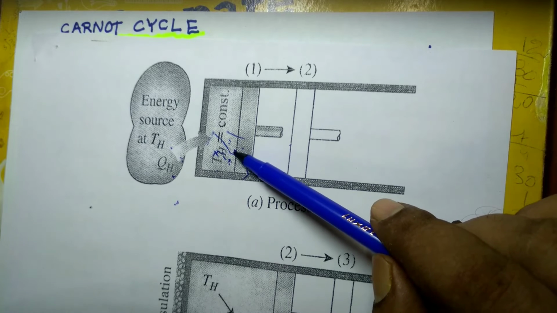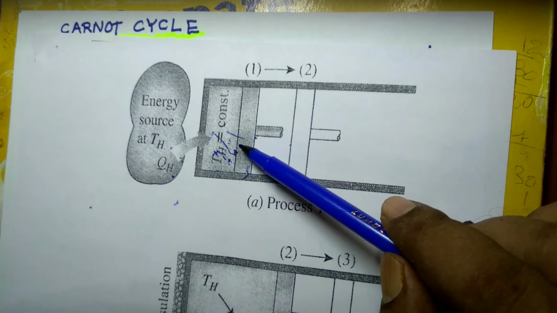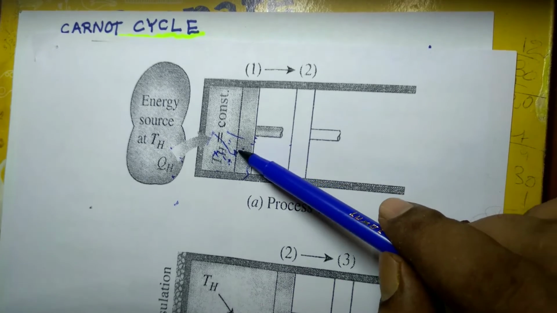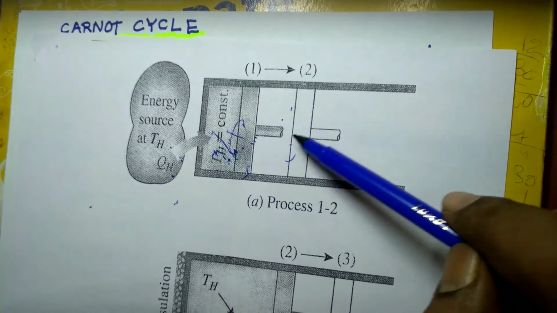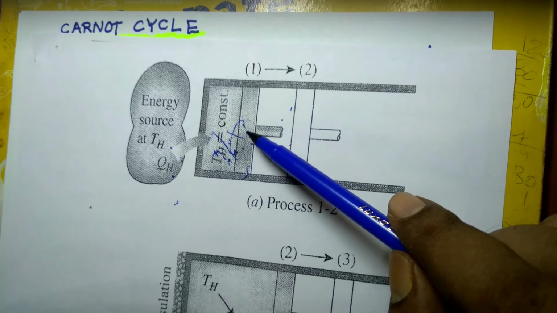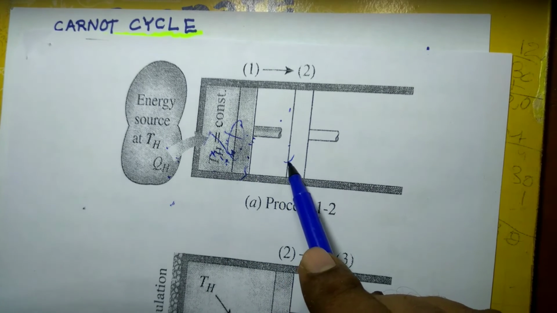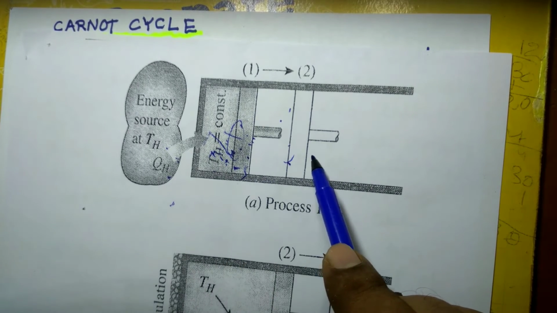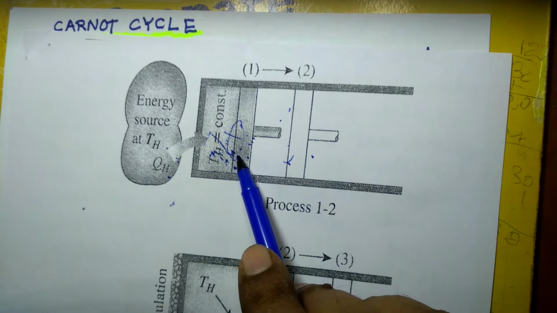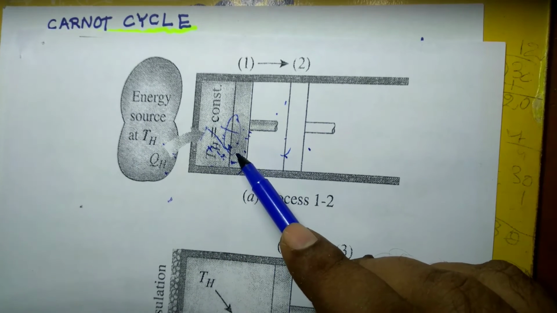So if the gas expands slowly, then what happens? That means this is the system and these are the surroundings. When the gas expands, it does some work upon the surroundings. It will move from this point to this point. So that means some amount of work will be delivered by the system. Some work will be produced.